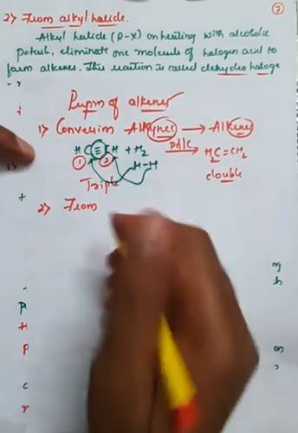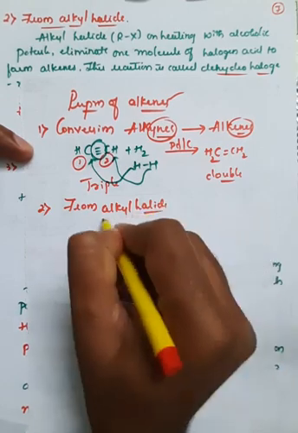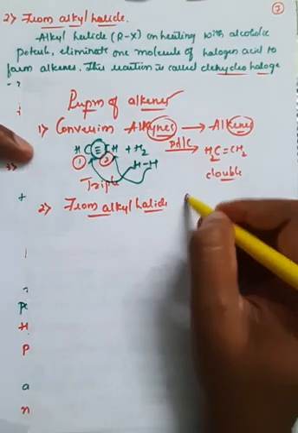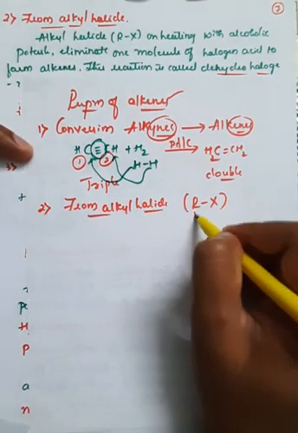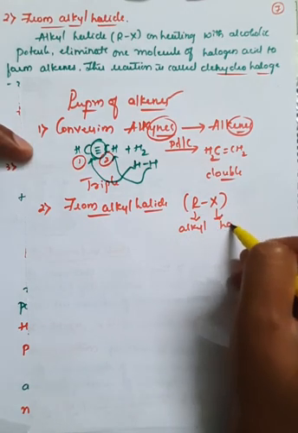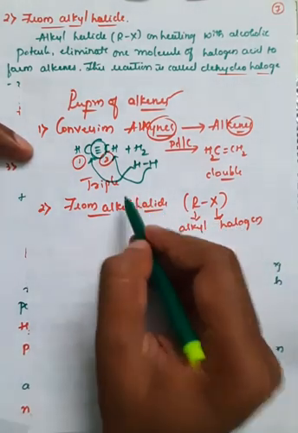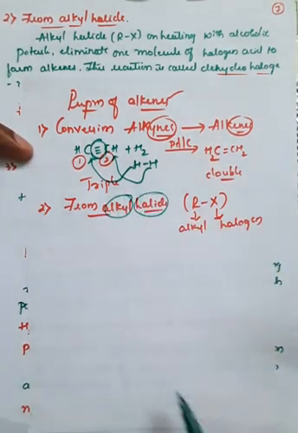The second reaction is from alkyl halide. Alkyl halide is nothing but molecules in the form of RX, which means this is the alkyl group and this is the halogen group. So if you divide the word alkyl halide, you get two words: one is the alkyl group, and the other is the halogen group, that is called the halide.